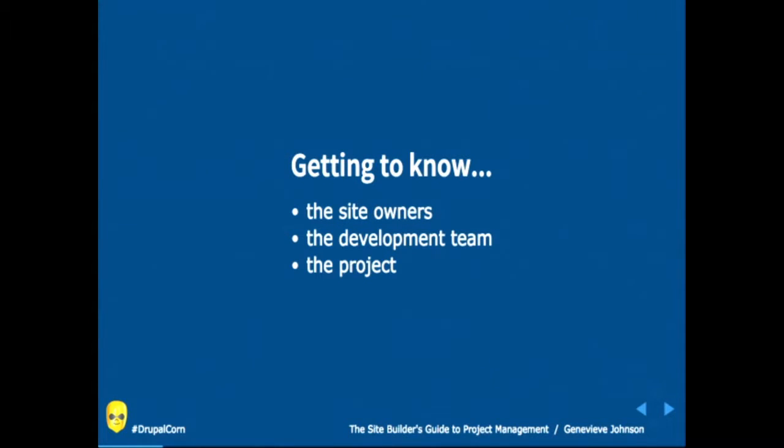So for every project, there are 3 groups of things that I think are really important to get to know at the beginning. The first is what I loosely call the site owners. These are the people that are going to be responsible for the site after development is done. They're going to handle the content. They're going to know who the users of the site are, or they might actually be the users of the site and the site visitors. And they're the ones who are hopefully coming to you with a plan or some idea of what they want, but they probably don't always know exactly what they want.